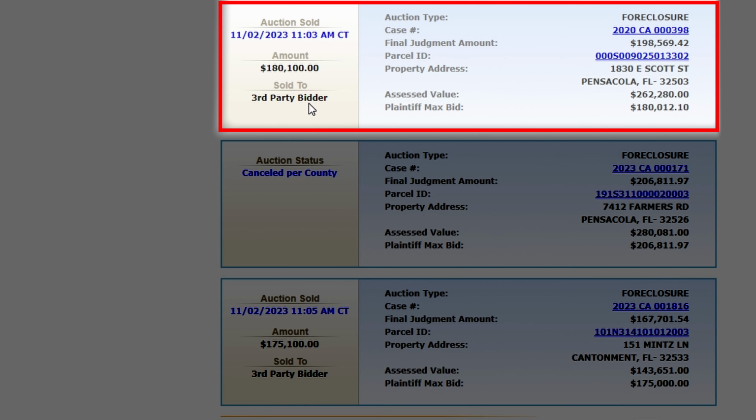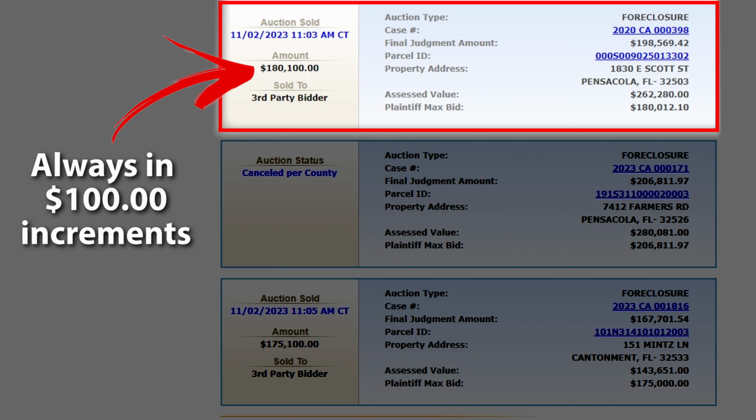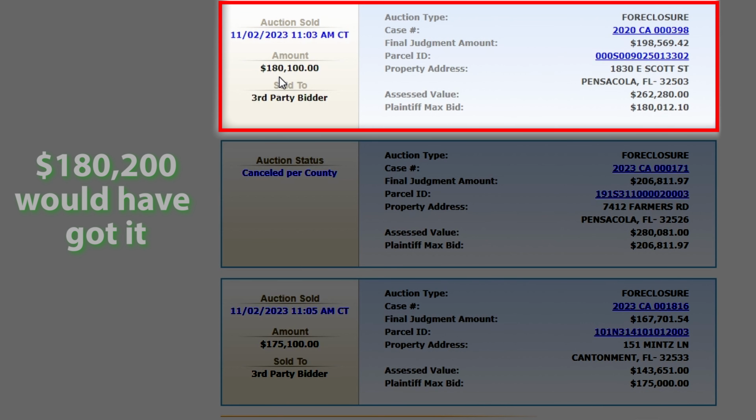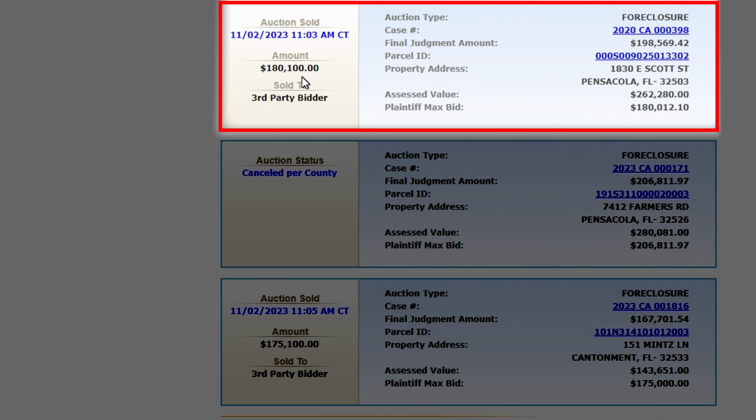You know exactly who got it. The plaintiff or the bank did not win it. It's going normally to an investor. They had to bid $180,100. Remember, this figure is always going to be in increments of $100. You never see anything but $100. And that's important for something I'm going to show you in a minute. So if you wanted to win it, you would have to go on 180,200. Anybody that would have bid that would have won it instead of this buyer. So we know somebody had 180 even.